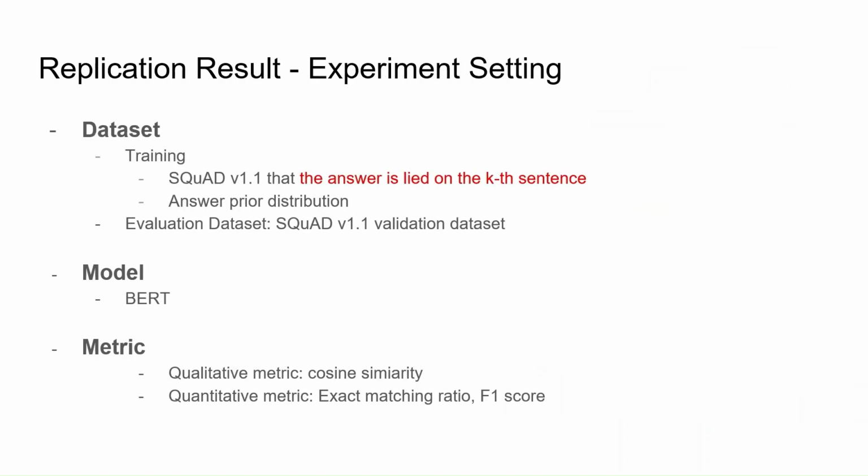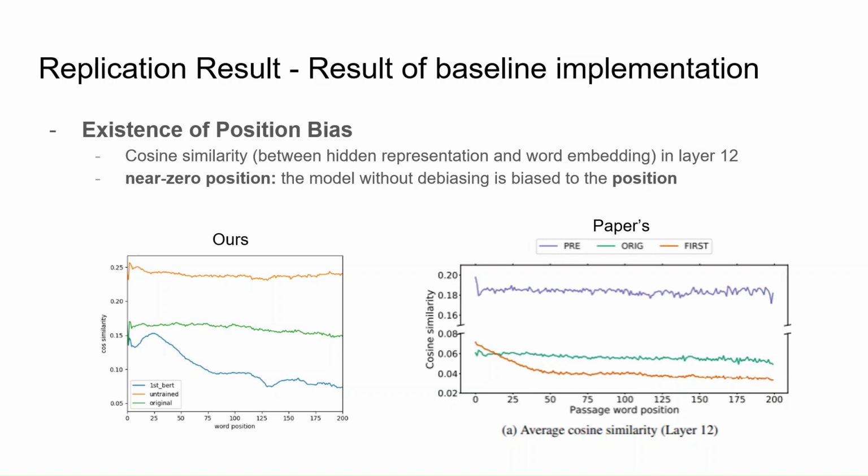The experiment setting is as follows. We used the SQuAD training dataset, in which the answer lies at a certain position in the sentence, and we used the answer prior distribution of the training dataset. We used the SQuAD validation dataset for evaluation. We used the BERT model, and we used cosine similarity as a qualitative metric and exact matching ratio and F1 score as the quantitative metric. We could reproduce the result of this model successfully.